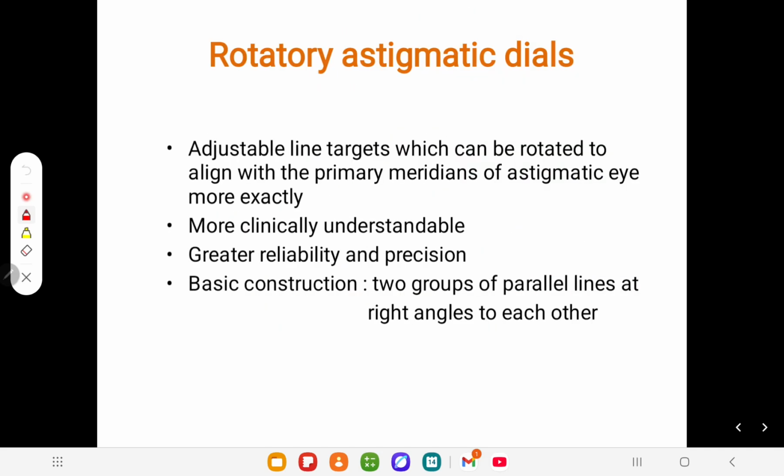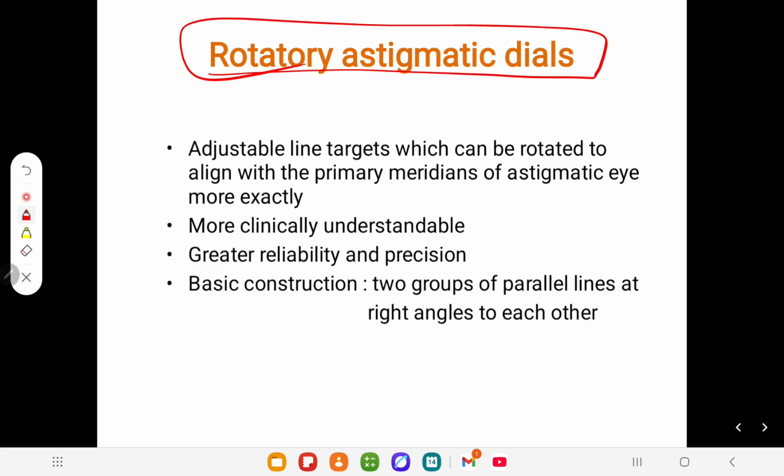So we are coming to the rotatory astigmatism dial. In the rotatory astigmatism dial, we are going to talk about two things: one is the rotating T, and another is the fan and block. It is an adjustable line target which can be rotated in the primary meridian, and astigmatism is more exactly and clinically understandable, with great reliability and precision.